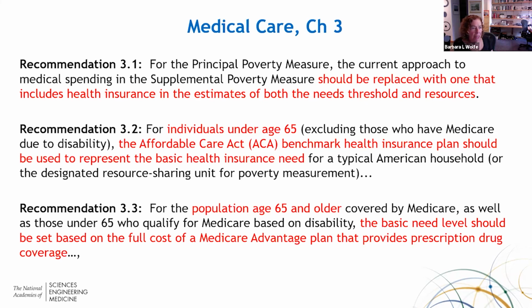So recommendation 3.2 is that for individuals under 65, excluding those who have Medicare due to disability, we would use the Affordable Care Act benchmark health insurance plan to represent the basic health insurance need for a typical American household. For the older population, the population age 65 and over who are covered by Medicare, we would instead use the full cost of a Medicare Advantage plan in that healthcare market that provides prescription drug coverage. Next slide, please.